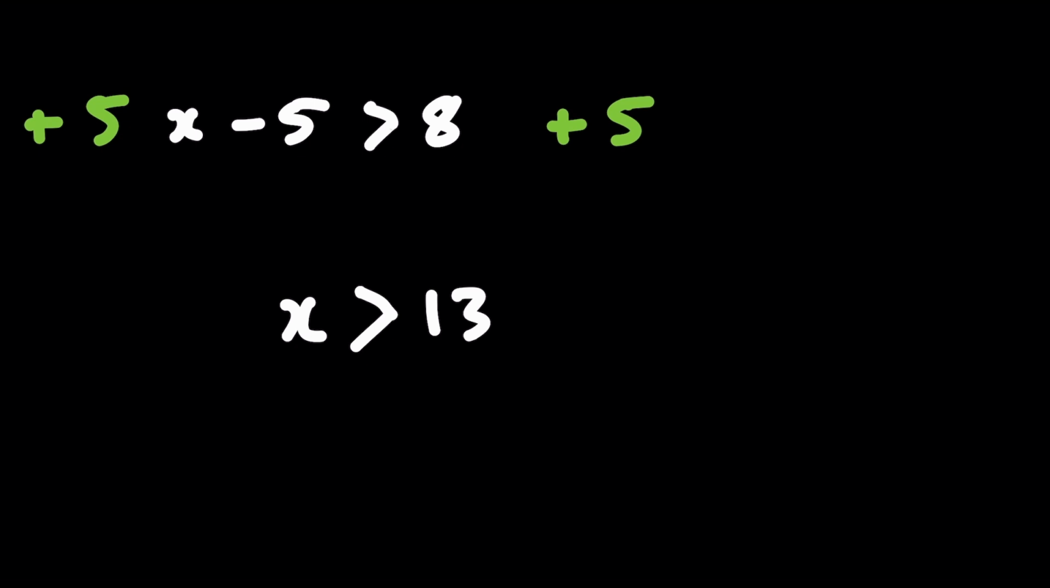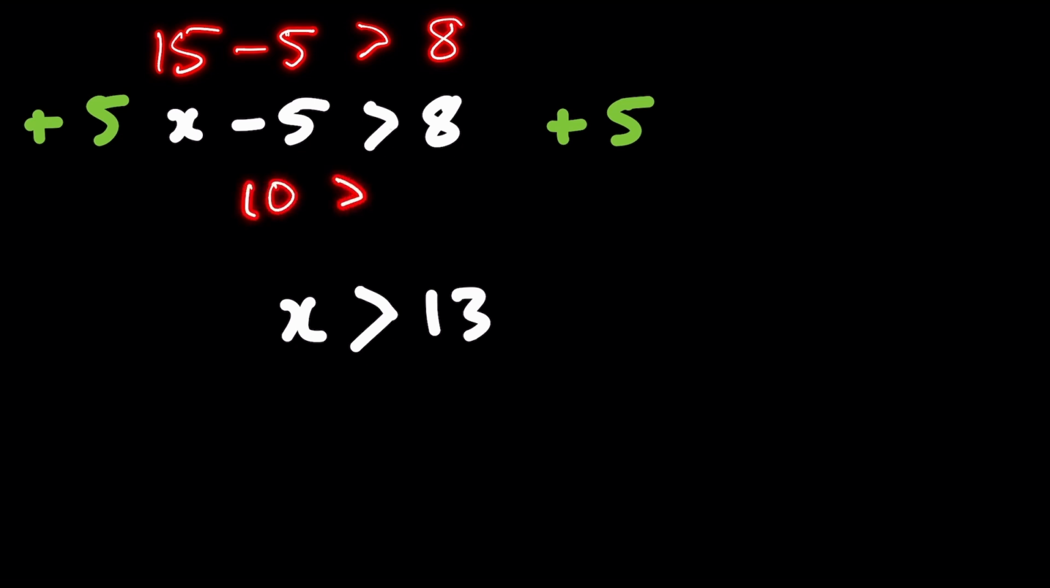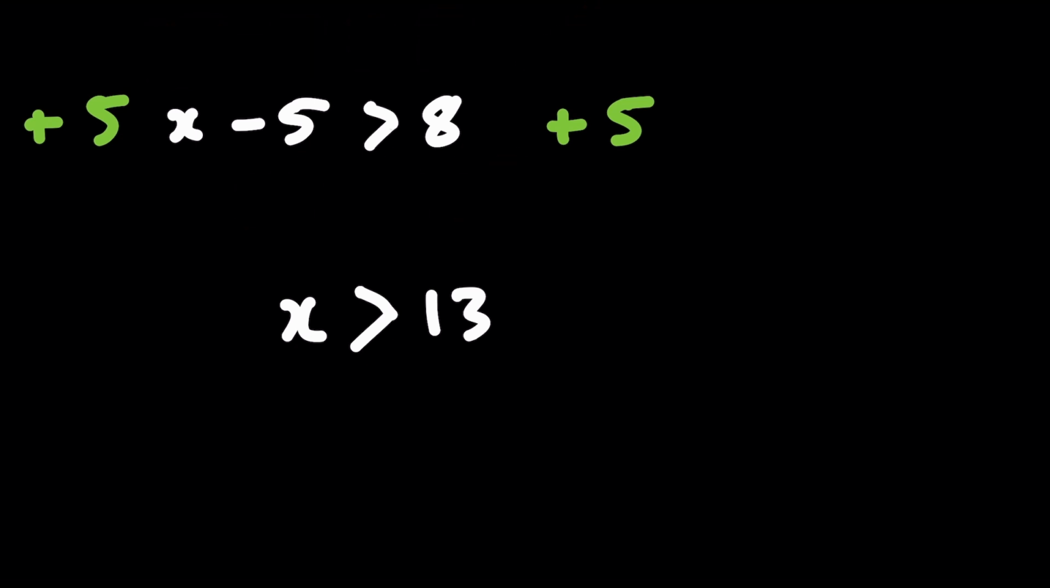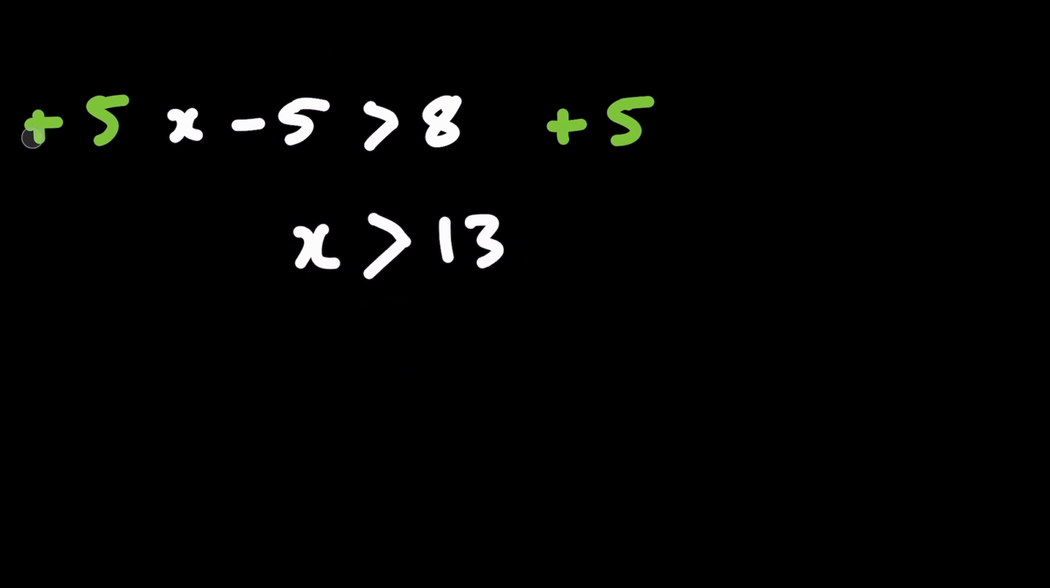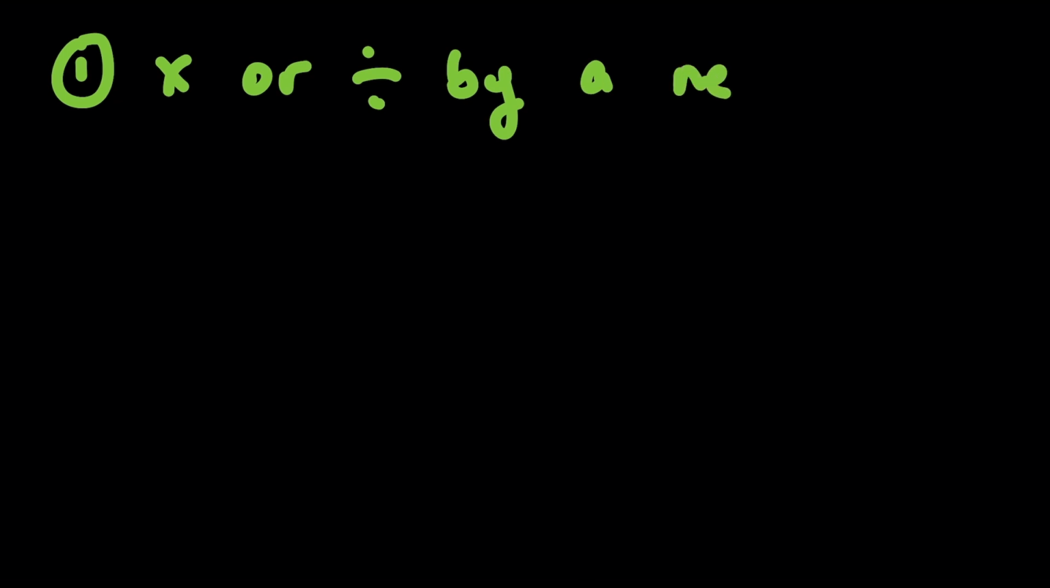And we can check our answer by simply picking a random number that's more than 13. I'm going to pick 15. So if I do 15 minus 5, that is indeed more than 8, since 15 minus 5 is 10, which is more than 8. So that's how you solve an inequality 99% of the time. However, there are two exceptions to this rule. And the first exception is when you're multiplying or dividing by a negative number.